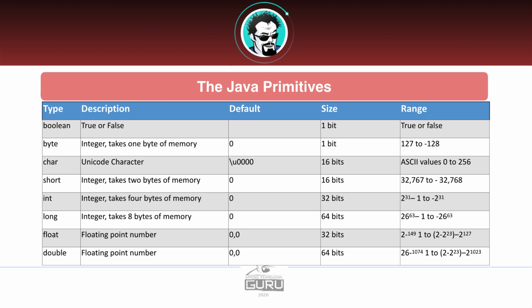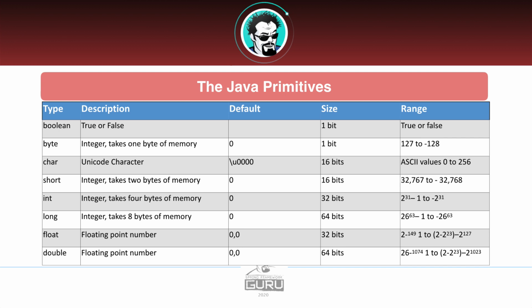Then a character, this is a Unicode character. So Unicode is A through Z, and then a suite of special characters, and I'll share additional information about that coming up in a different video. But here, these are ASCII values, 0 to 256. And then a short, and this is also an integer, and this takes up 2 bytes of memory. And you can see this is roughly 32,000 to negative 32,000.